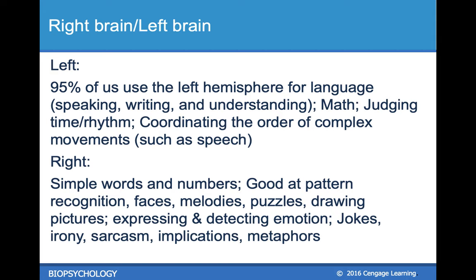That's another discussion. So the right hemisphere, if the left is controlling language, then the right has some simple words and numbers, but they're really good at pattern recognition, understanding faces, melodies, puzzles, drawing pictures, expressing and detecting emotions, understanding jokes, irony, sarcasm, implications, and metaphors. So while the left side can understand speech and writing and basic things like that, it can't understand sarcasm and jokes and metaphors. It's not going to understand the artistic expression that can be done in writing.